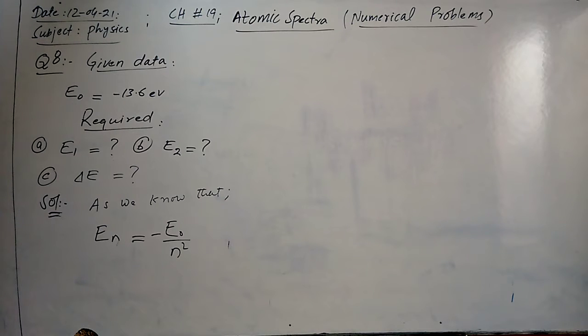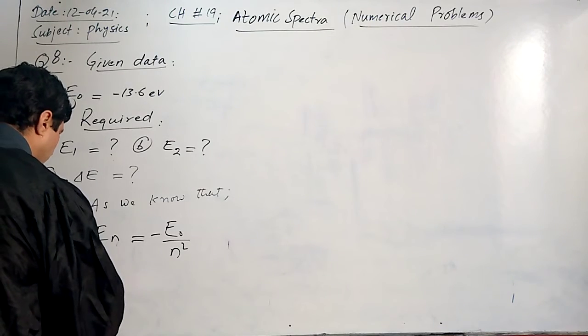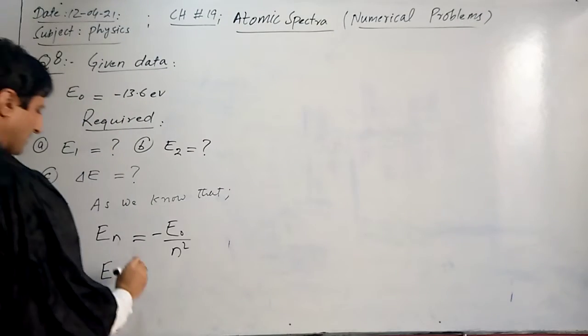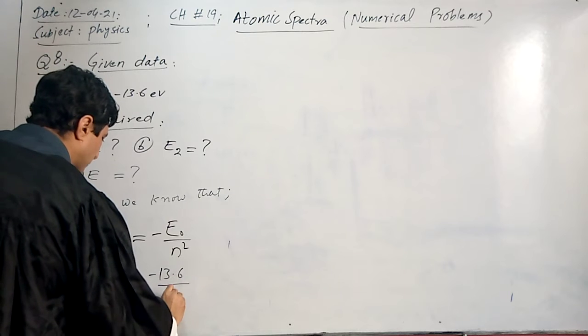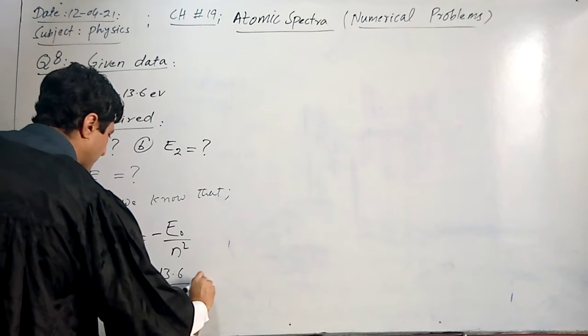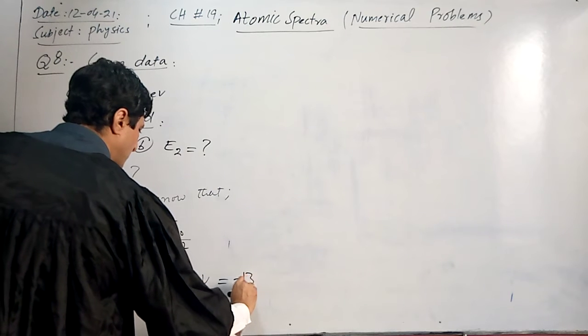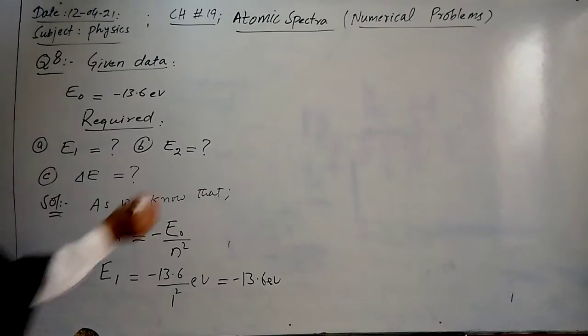Let me solve it here. Putting 1, we get E1 equal to, what is the value of E naught? This is minus 13.6 divided by 1 square electron volt. So we get E1 equal to how much? Minus 13.6 electron volt. This is the energy associated with the first orbit.